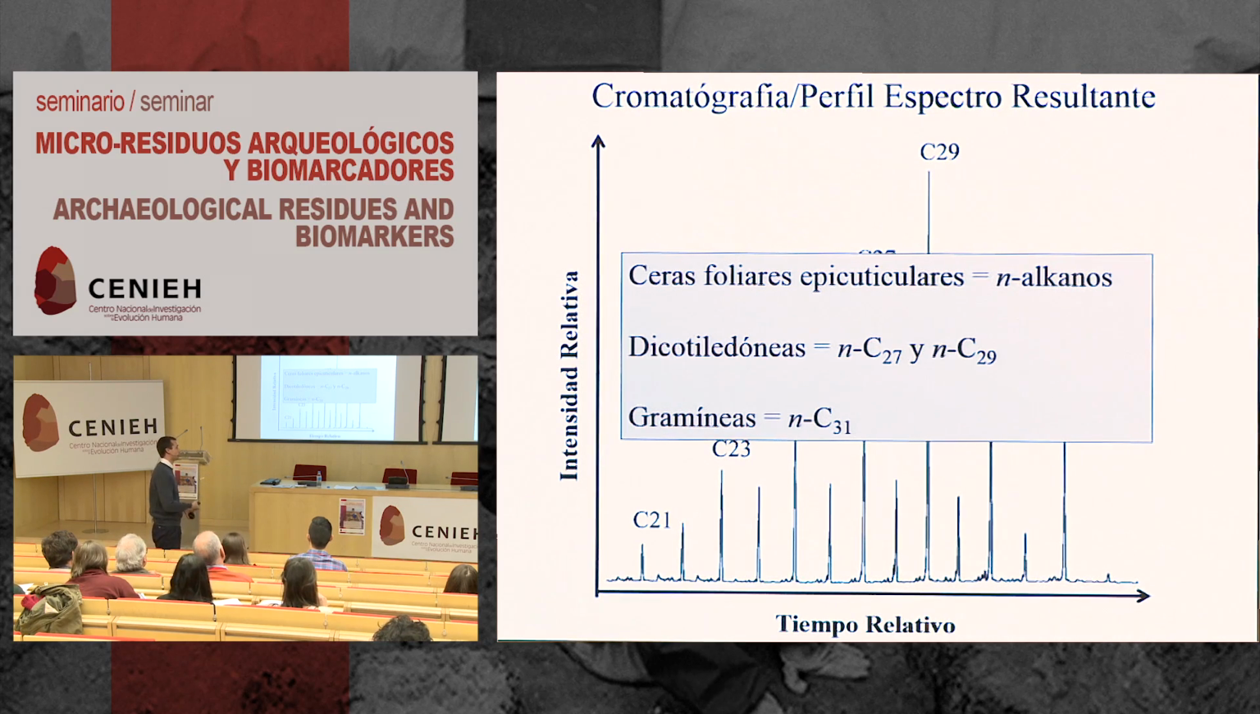C27 and 29 are trees and shrubs, whereas C31 is typical of our grasses. And C31 is really great for identifying C3 versus C4 plants. It's a direct identifier for those, whereas the other compounds can be influenced based on those themselves.